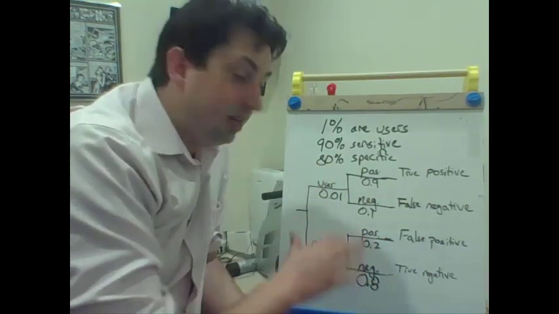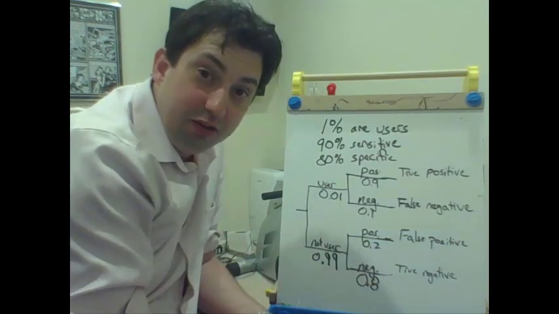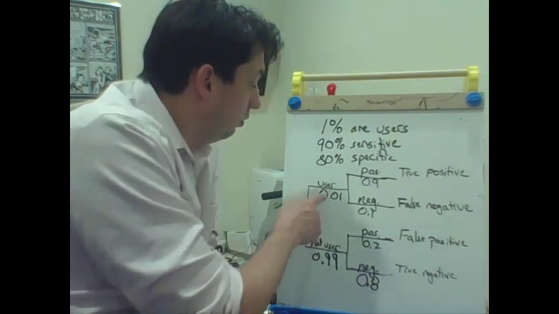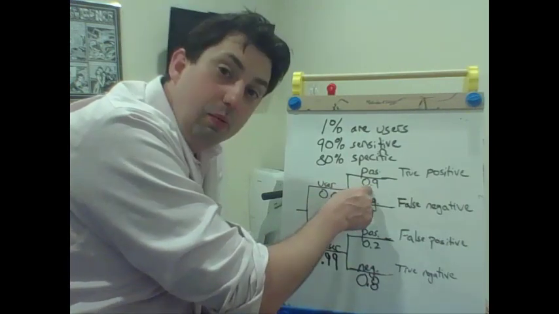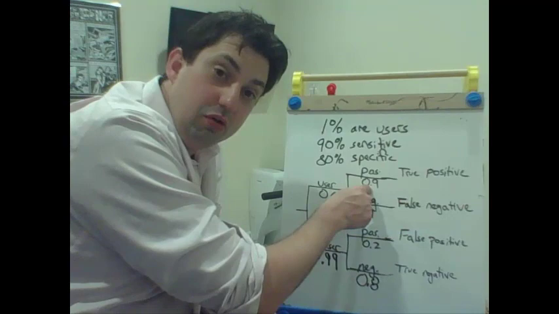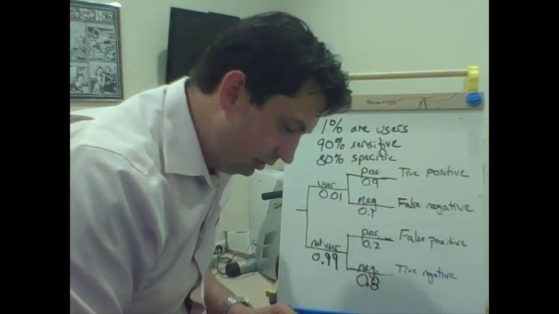We can figure out the probability of each of these outcomes with just the simple mathematics that we've been doing with tree diagrams. What is the chance of someone being a user times the chance that they will be correctly identified as a user? So let's do that for all of them.